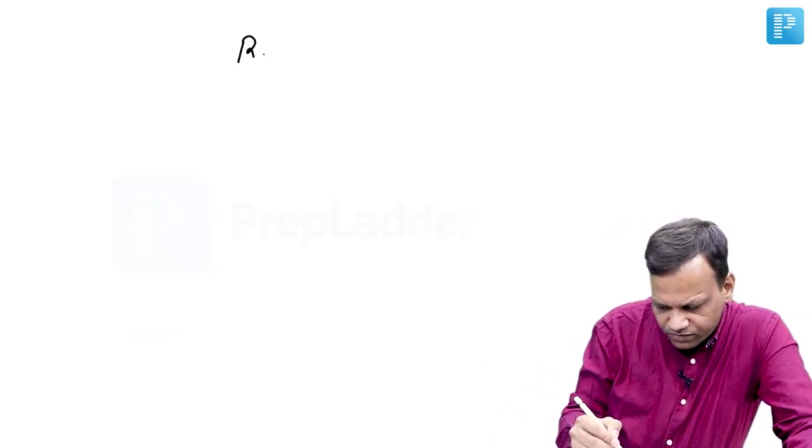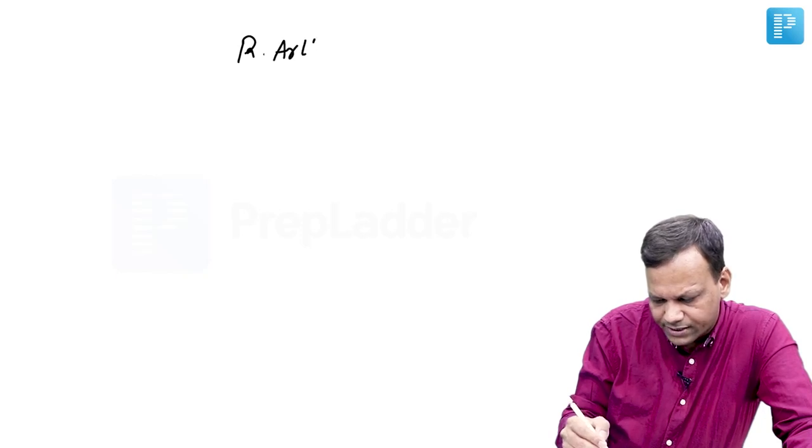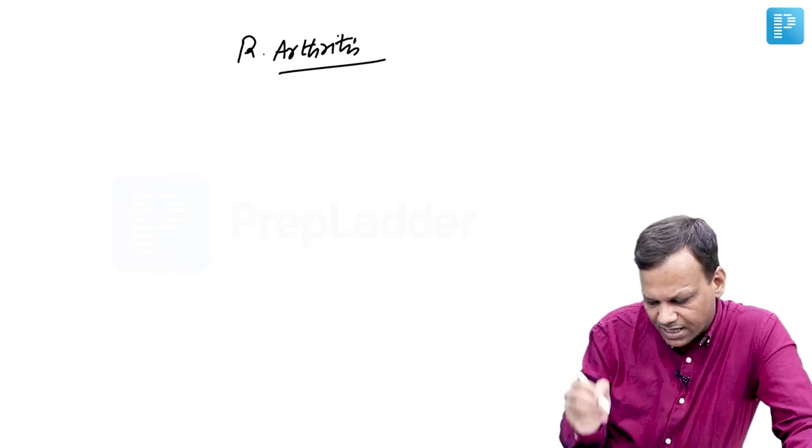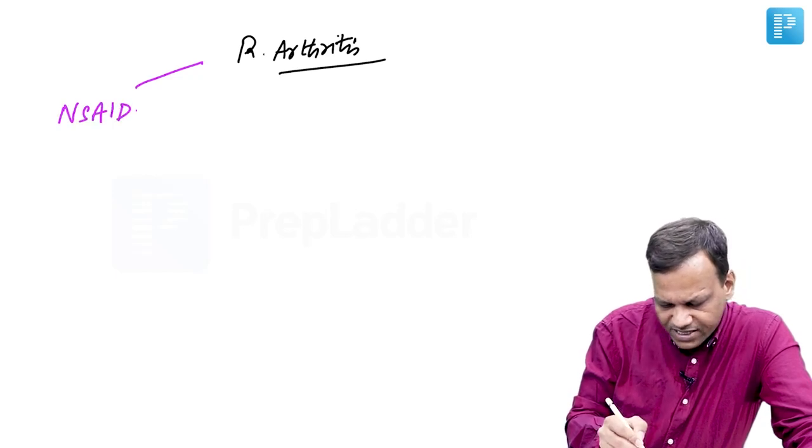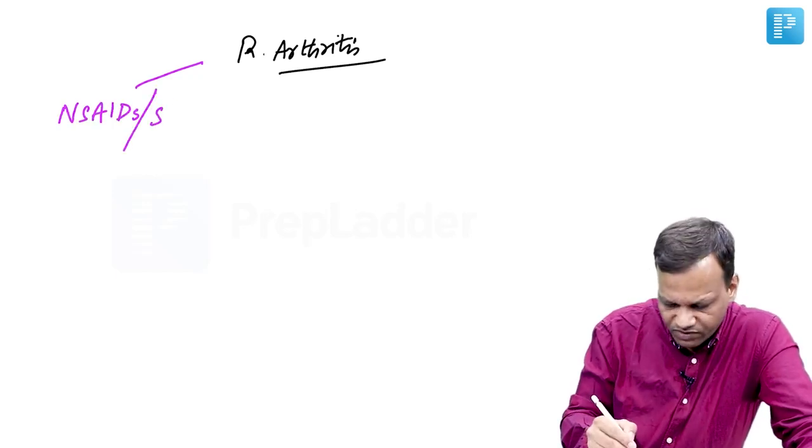Moving to the last topic of autocoids, it is rheumatoid arthritis. As the name tells, itis means inflammation. So we will use NSAIDs. And if NSAIDs are not able to relieve pain or inflammation, we will use steroids.